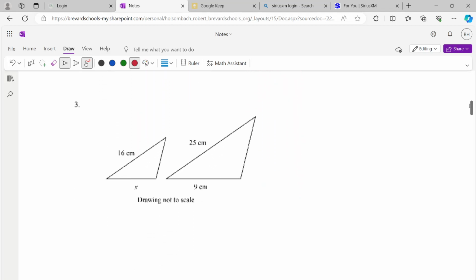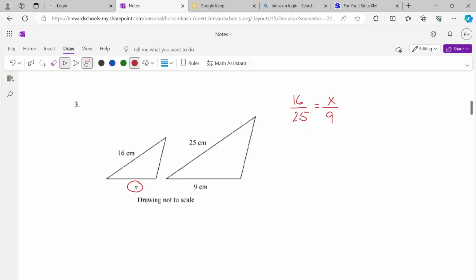Same with problem number 3. The figures are similar. We need to find the value of this x right here. So in this triangle, I'm going to take the diagonal on the left, which is 16. I'm going to put it over the diagonal on the right, which is 25. Set it equal to the bottom of the triangle on the left, which is the x, over the bottom of the triangle on the right, which is the 9.